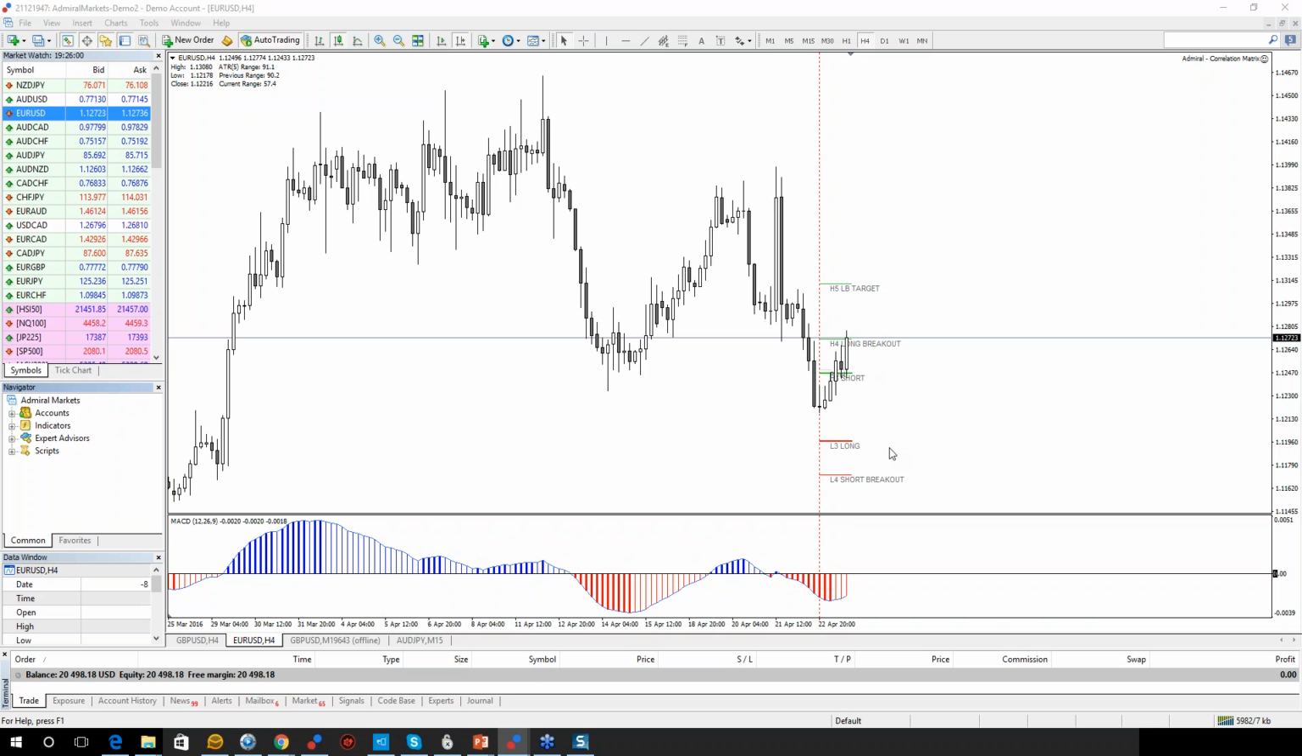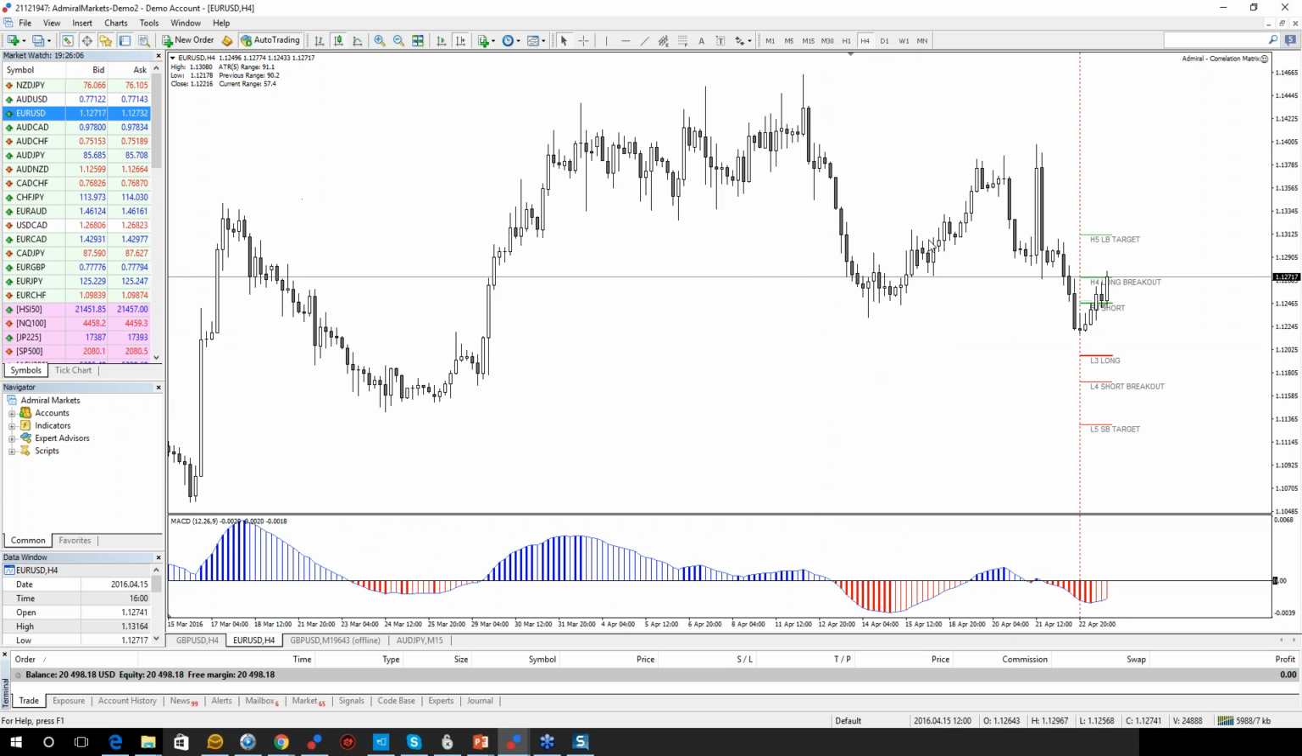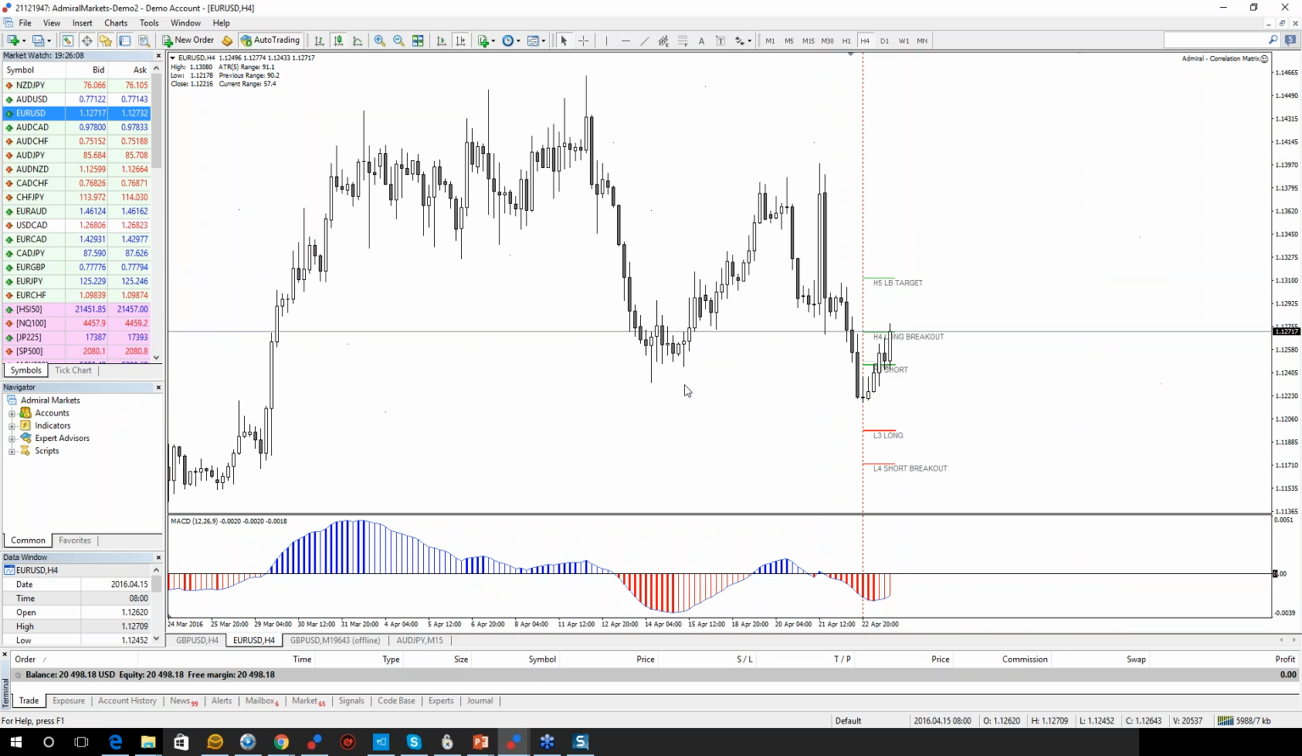So let's see. Maybe I'm wrong. Guys, this is still the same what has been happening. Range play. And it could be a range play till Wednesday. Okay? Look at this.